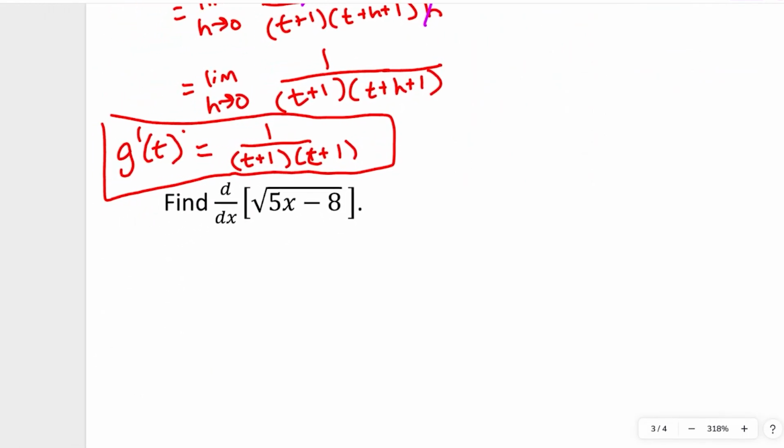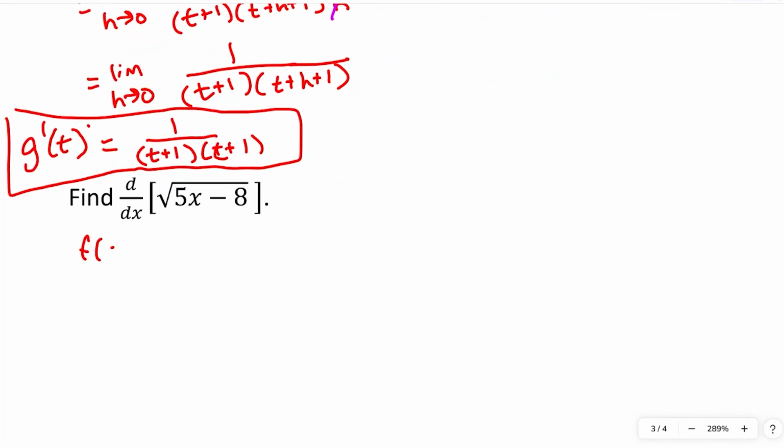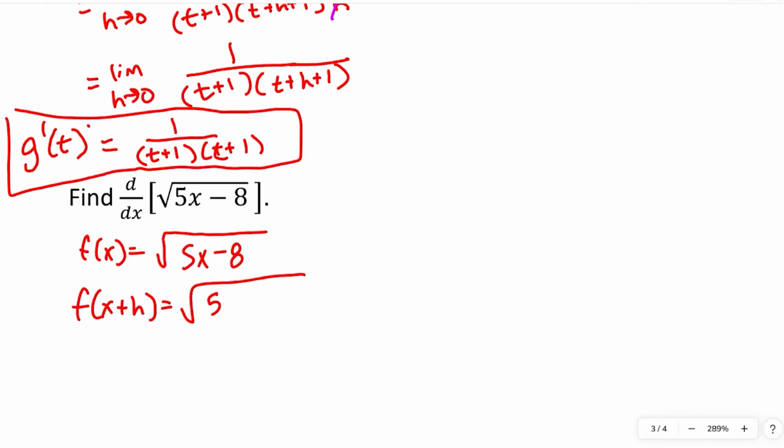So let's start out by figuring out our f of x and our f of x plus h. Wow, okay. So my f of x is going to be the square root of 5x minus 8. My f of x plus h is going to be the square root of 5 times x plus h minus 8.